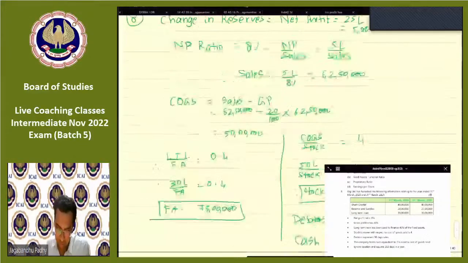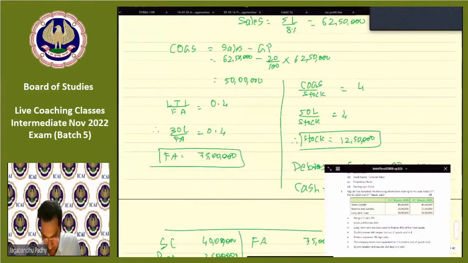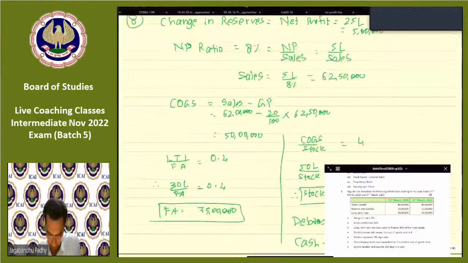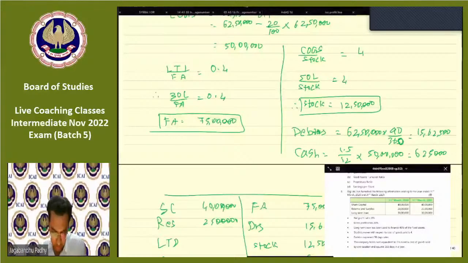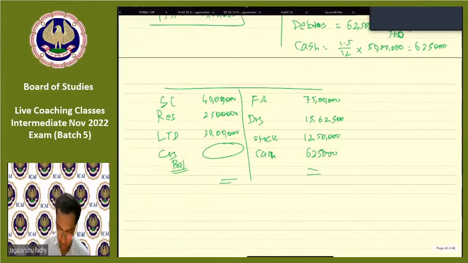Long-term debt is what we have computed. That's given, right? 30 lakh is given there. And then the creditors are obviously going to be the balancing figure that should tally on balance. Creditors balance should be becoming 14 lakh 37,500.